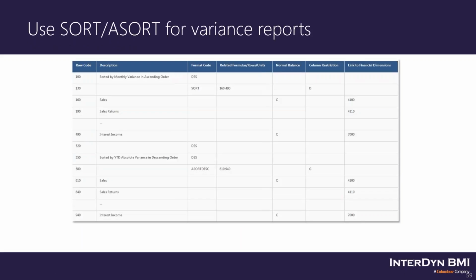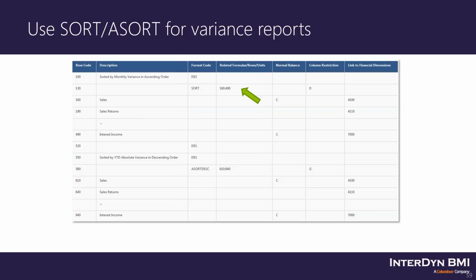So the first one is using the format codes for sort. Okay, so here you can see we've used the format code sort, and then here you're telling it which rows you want to actually sort. Now this probably wouldn't make a whole lot of sense. You probably wouldn't sort your sales from highest to lowest, especially if you only have one line for sales and one line for returns.